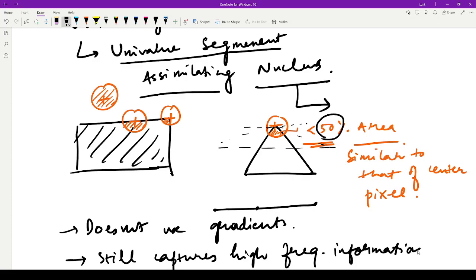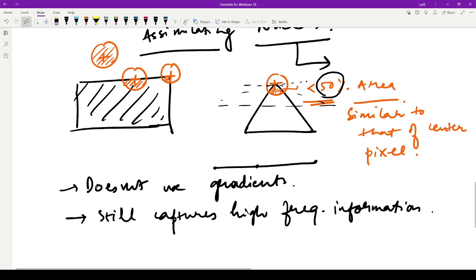Yes. So we are checking how much change is out there. We are trying to capture how much of the area is similar to that of the pixel. If more area is similar, that means it is a low frequency area, and if less area is similar, then it's a high frequency area. Hope it's intuitively clear.